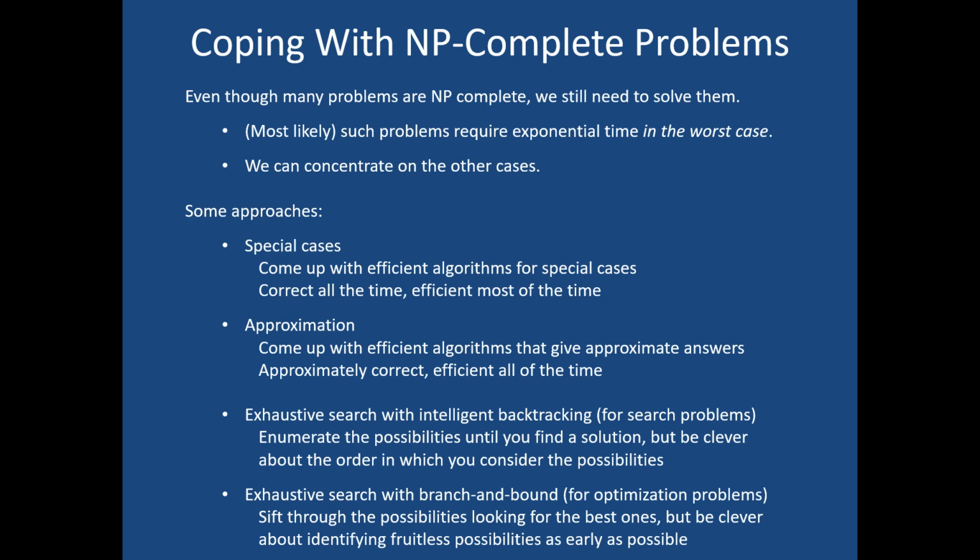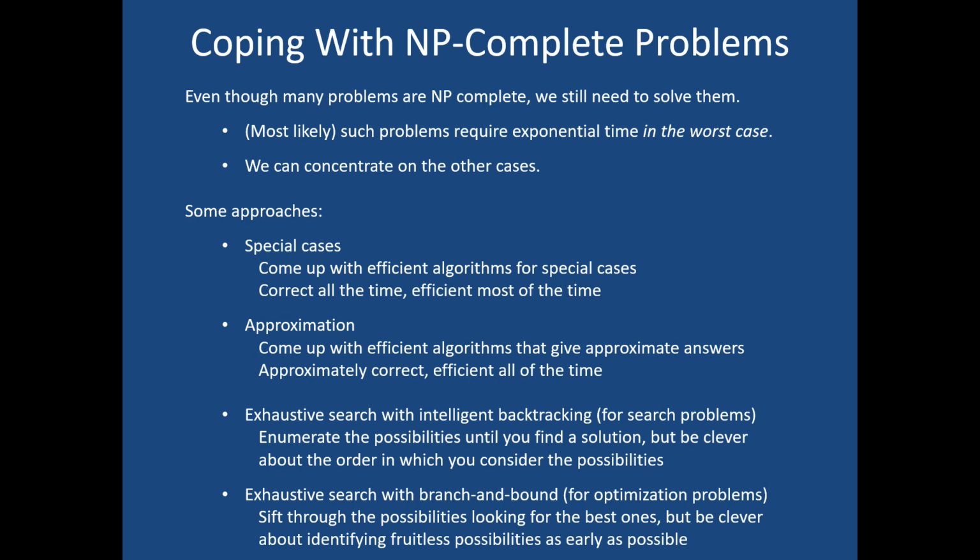These are similar sorts of things, except this is trying to find the best solution, this is trying to find a solution. And we looked at that in depth with the traveling salesman problem. There are also other approaches. Sometimes you can't solve a problem in full generality, but you can find efficient solutions in special cases. So you can find algorithms that are correct all the time and efficient some of the time.